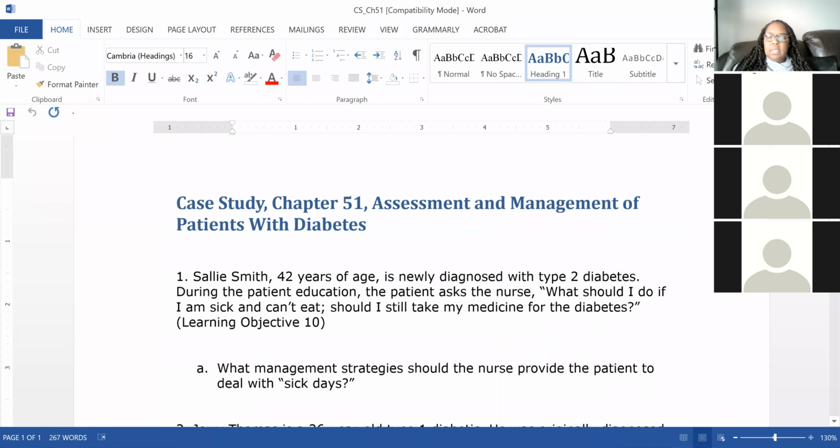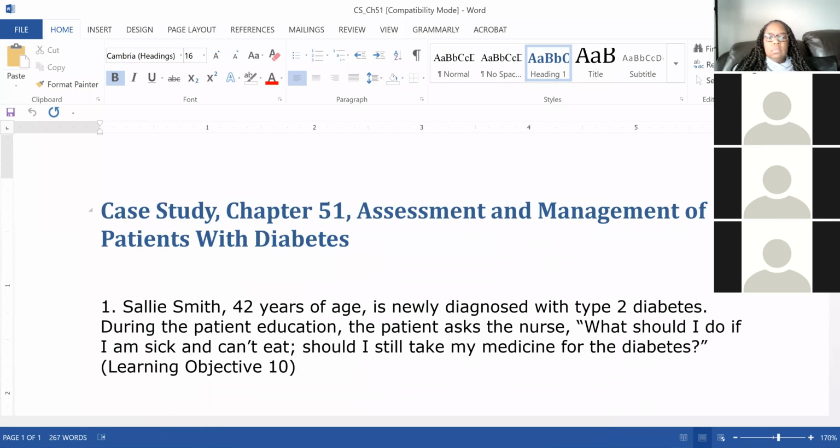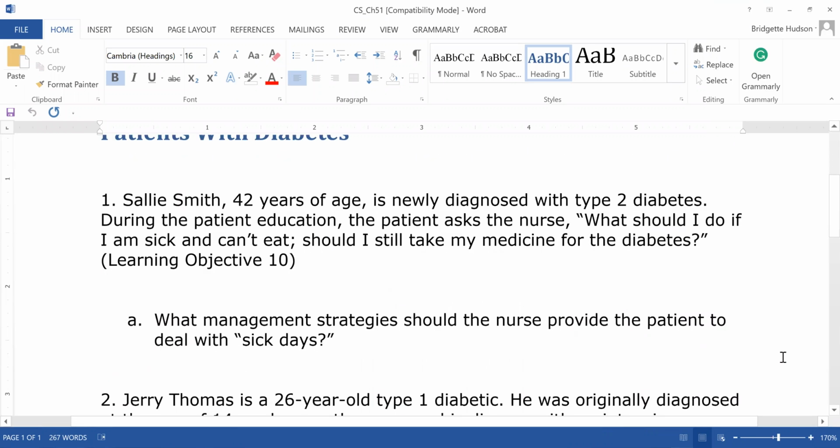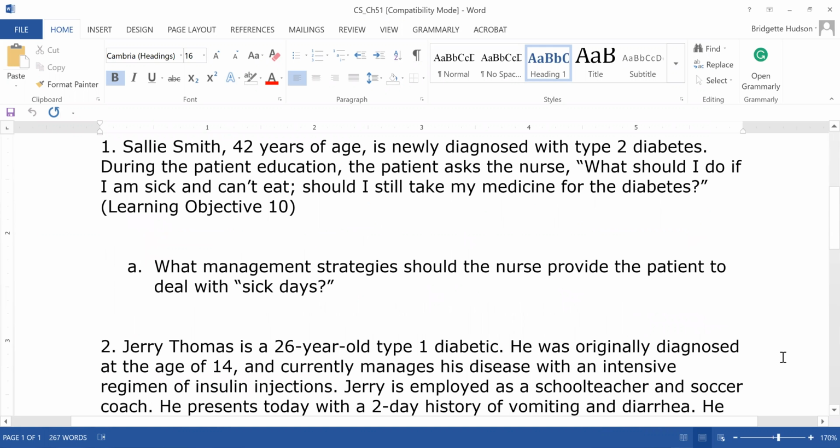Okay, so Sally Smith is newly diagnosed with type 2 diabetes. During the patient education, she asks the nurse, what should I do if I'm sick and I can't eat? Should I still take my medicine for diabetes? What would be the correct answer to that? Yes, she should still take it. Why should she still take it? Because when a person is sick, the body can actually cause stress and produce more and higher glucose.